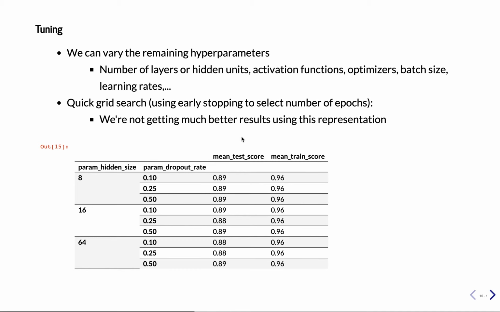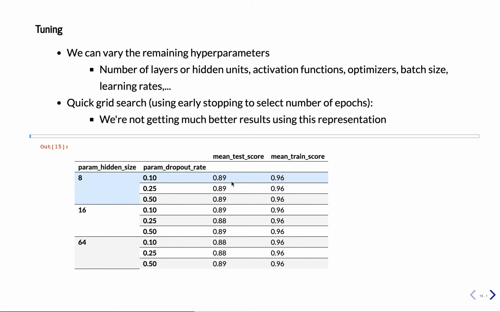We can try to tune this, right? So in this case, we can tune the number of layers, we can tune activation functions, optimizer, batch size, learning rates, and so on. So in this case, I do a quick grid search. I vary the number of nodes in the hidden layer between 8 and 64, and I change the dropout rate from 0.1 to 0.5, and we see it doesn't really matter. We pretty much hit a ceiling around 89%.